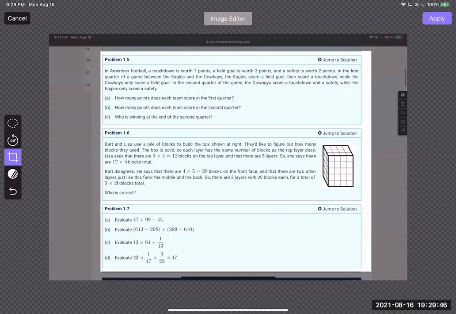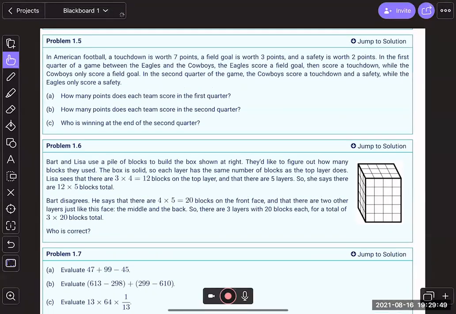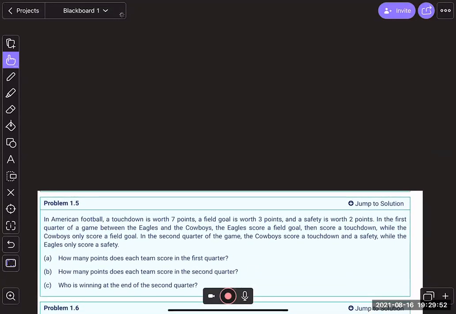All right, problem 1.5. In American football, a touchdown is worth, actually, these numbers are wrong. Touchdown's worth 6 points, but let's just say a touchdown is worth 7 points, a field goal is worth 3, and a safety is worth 2. In the first quarter of a game between the Eagles and the Cowboys, the Eagles score a field goal, then a touchdown, while the Cowboys score only a field goal. In the second quarter, the Cowboys score a touchdown and a safety, while the Eagles score only a safety. So in this example here, Yvonne, how many points does each team score in the first quarter and then the second quarter separately?